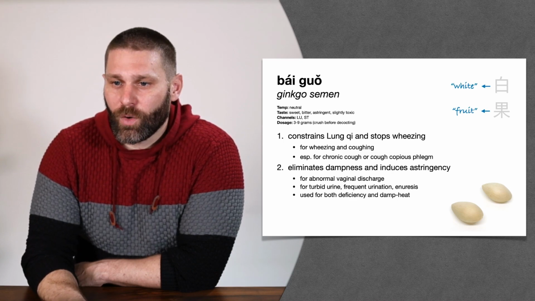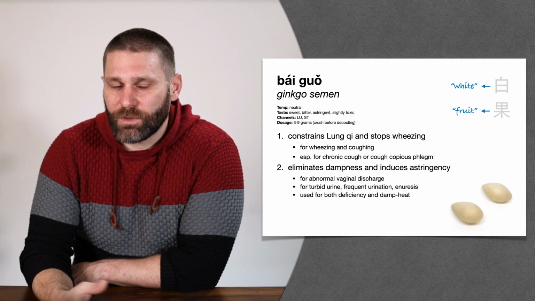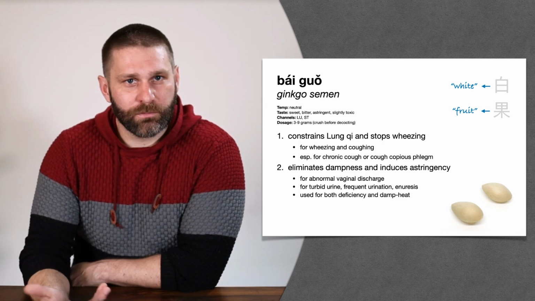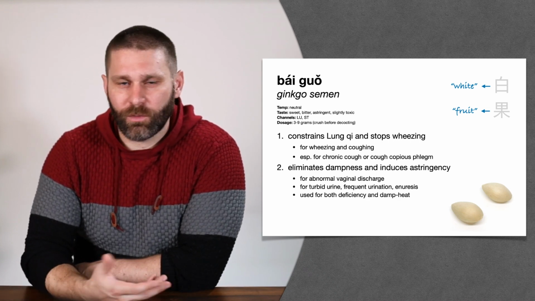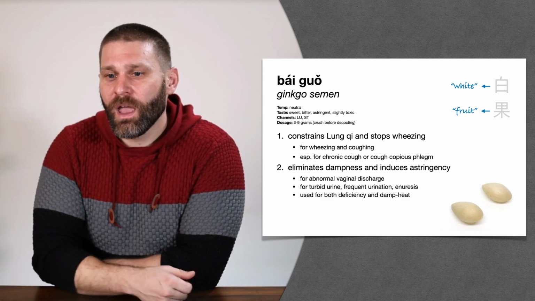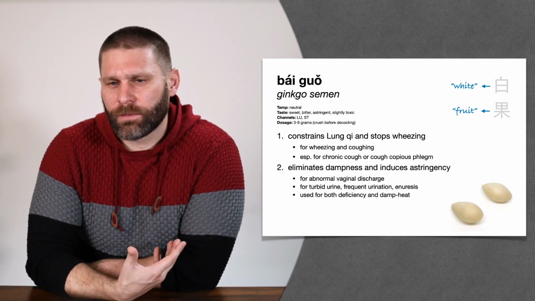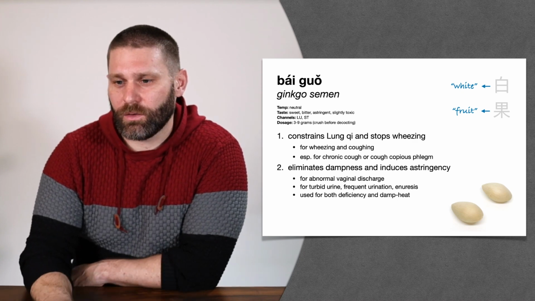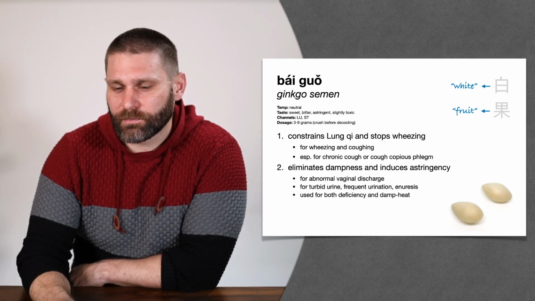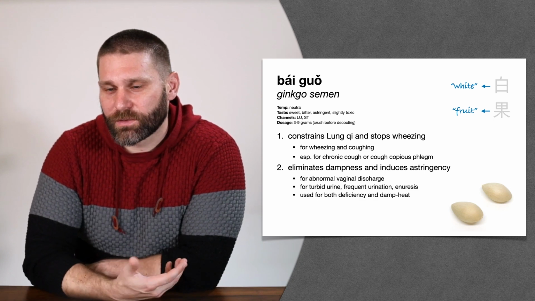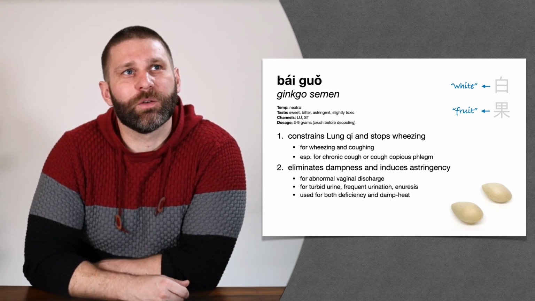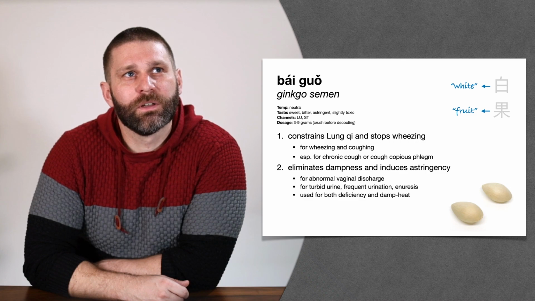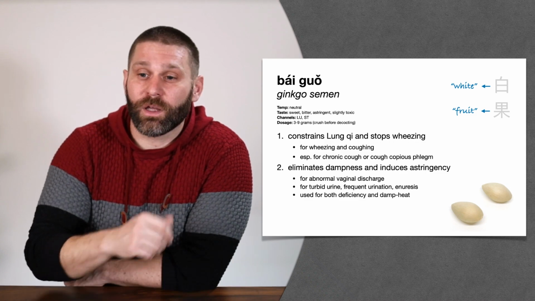The name Bai Guo just means white fruit. Bai means white, we've seen this before, like Bai Shao is white peony, and Guo means fruit. Gua is melon, Guo is fruit. We've learned some other fruits. Sorry, I got Gua and Guo mixed up. Anyway, Guo means fruit.